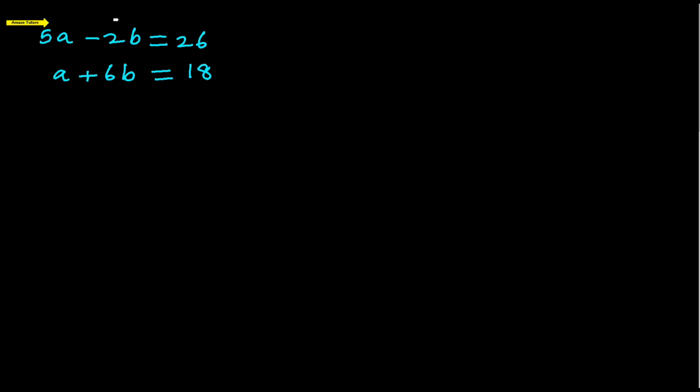Here, 5a minus 2b is equal to 26. a plus 6b is equal to 18.